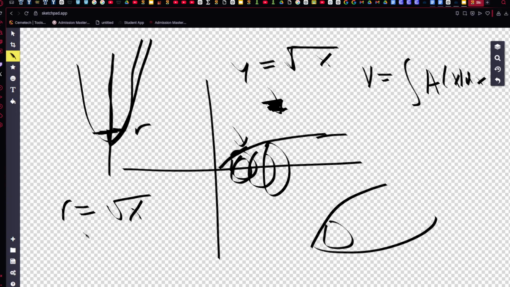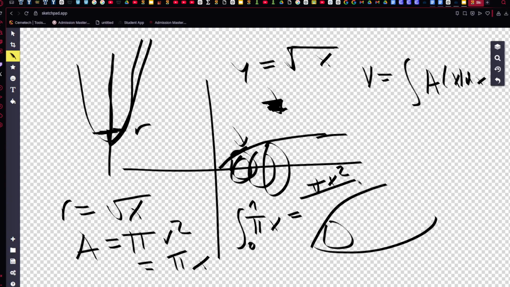But what do we know about the cross-sectional area? It's going to be a circle here because we are using the disk method. So simply plug square root x in to get pi x, and this should be very easy integration. It says from 0 to 1. So we integrate and get pi x squared over 2. We plug in the upper and lower bounds. 0 doesn't matter, so it's going to be pi over 2, because 1 squared is just equal to 1.